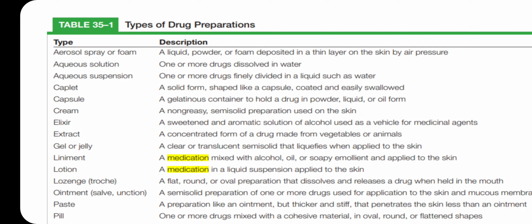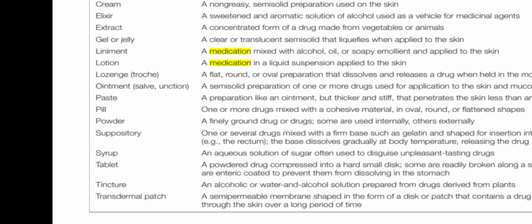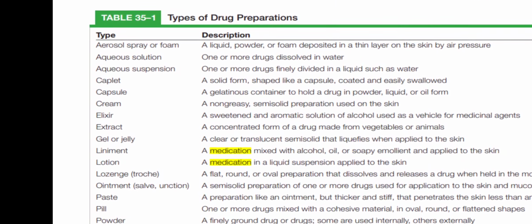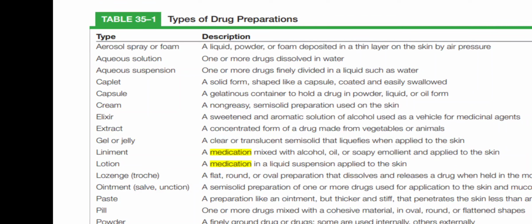Such as, yung pang-inhaler, pwede yan siya kasi aerosol spray yan siya. We have aqueous solution, one or more drugs dissolved in water. Example, yung mga acetylcysteine natin, mga mucolytics, okay, powder siya, okay, or tablet siya pero pinapatunaw sa tubig. We have aqueous suspension, one or more drugs finely divided in a liquid such as water.